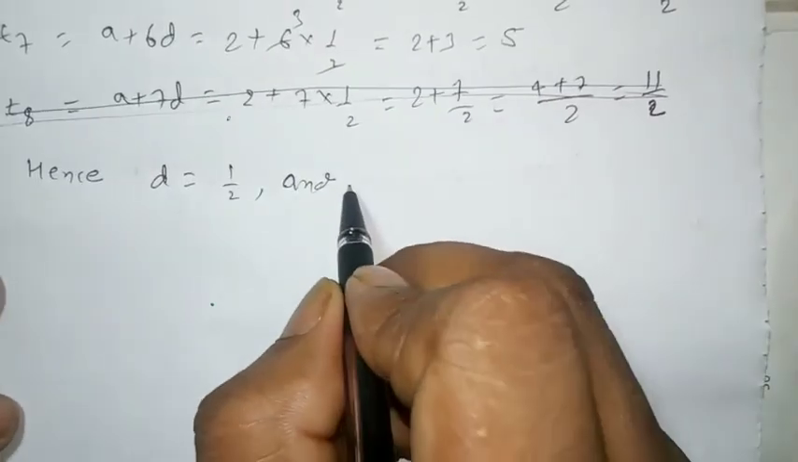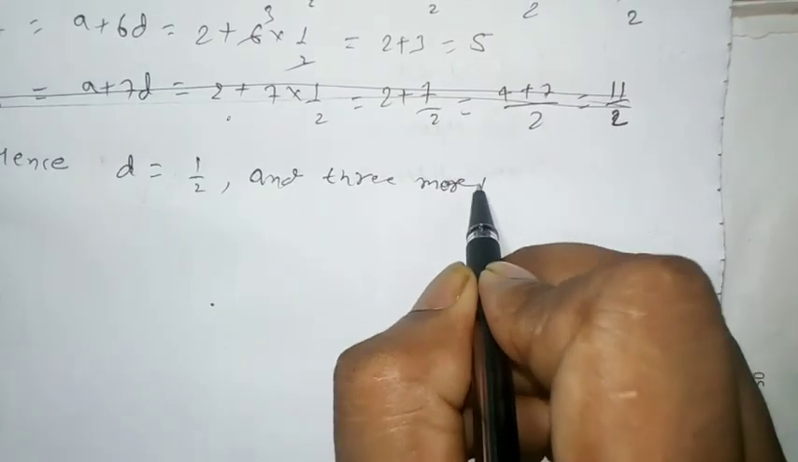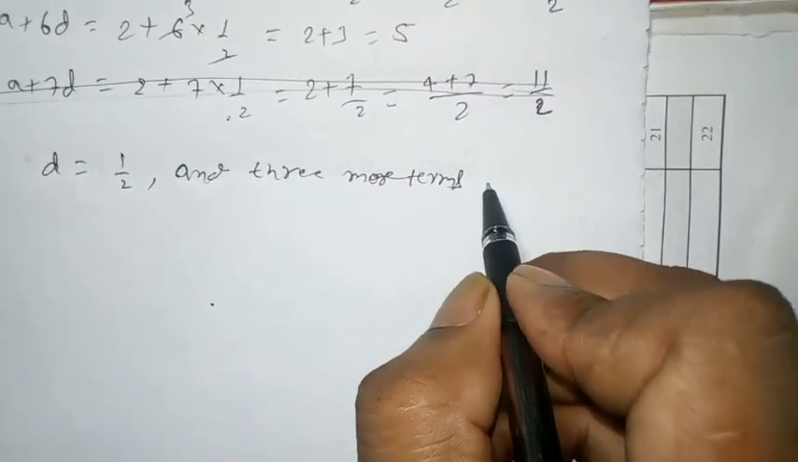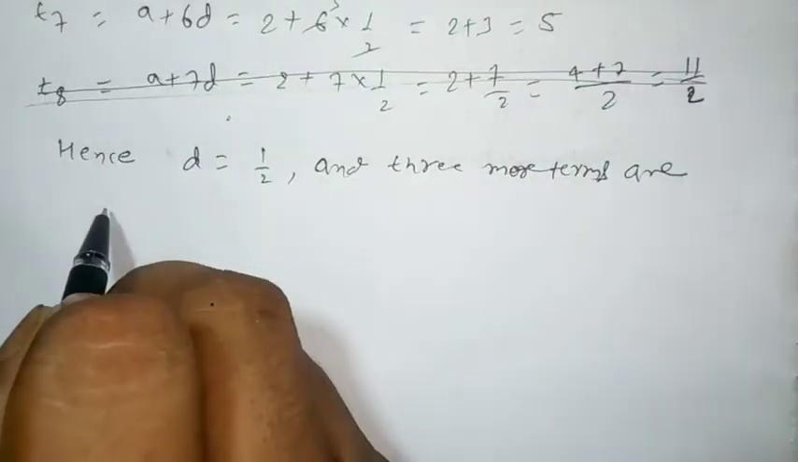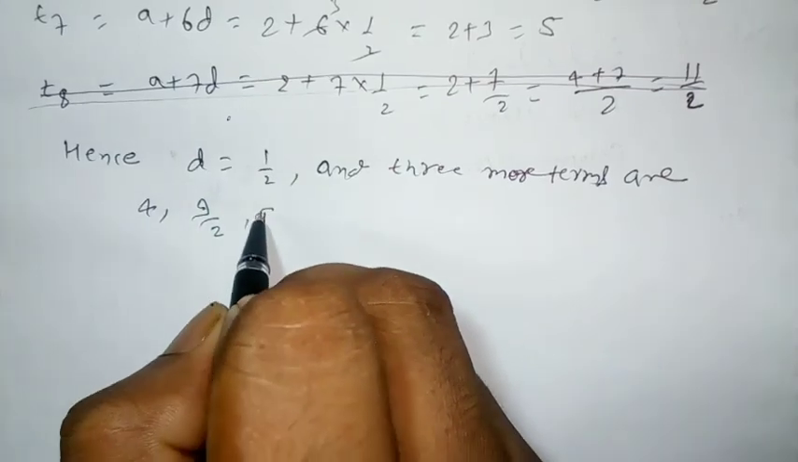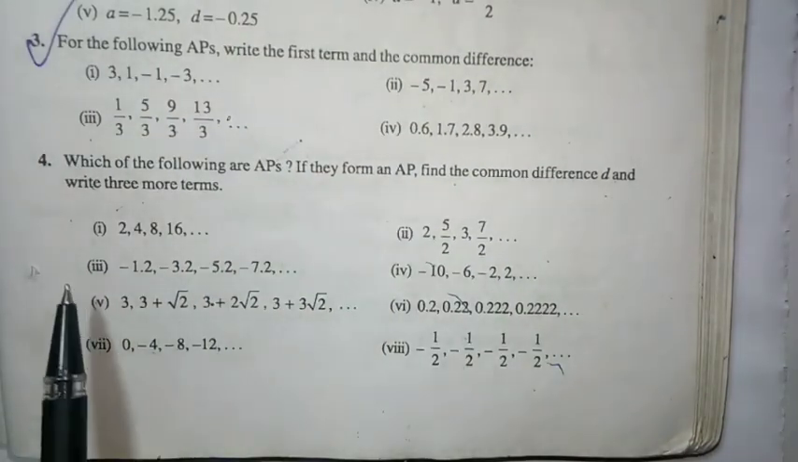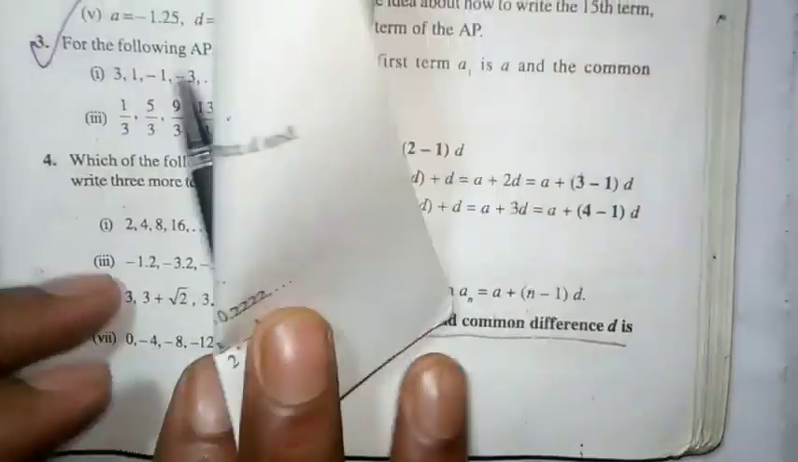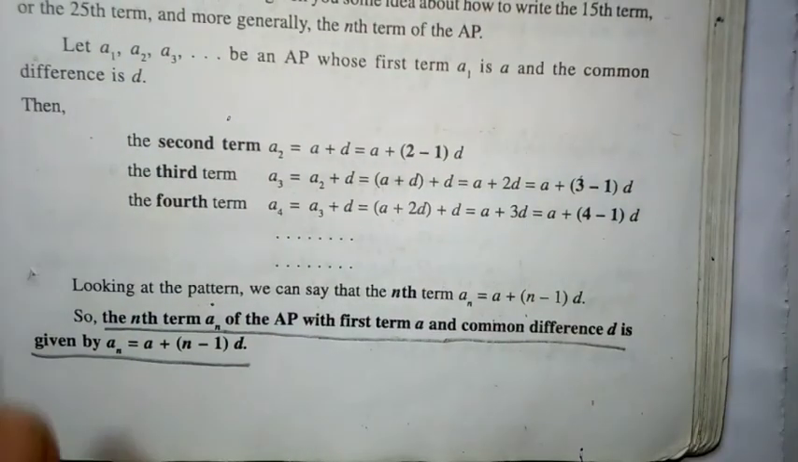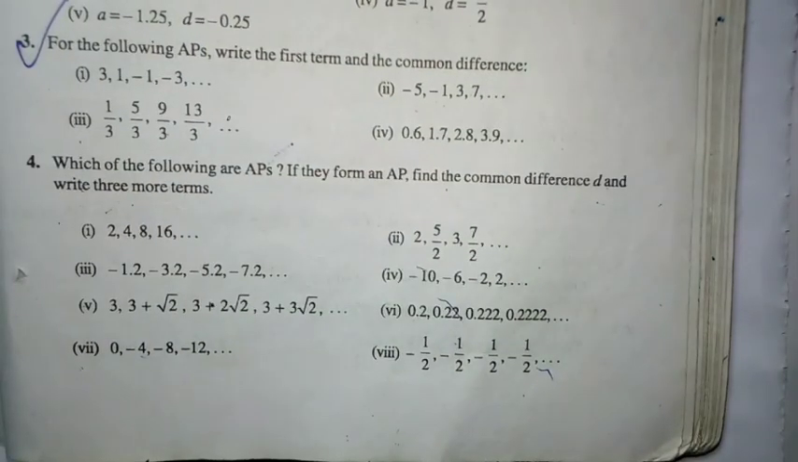and the 3 more terms are 4, 9 by 2 and 5. Answer. Now you also have to solve the next questions of this exercise, like 3, 4, 5, 6, 7, 8 and so on. Okay, that's all. Thank you.